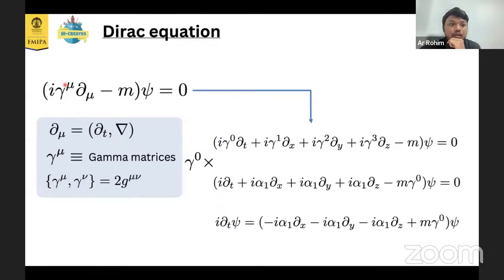Gamma^mu here are the gamma matrices, and I will discuss them more specifically later. These gamma matrices satisfy the Clifford algebra: the anticommutator of gamma^mu and gamma^nu equals 2 g^{mu nu}, where g^{mu nu} is the metric tensor. If we multiply the first equation by gamma^0 from the left, we will have these equations. Maybe I should write it more clearly, I think.